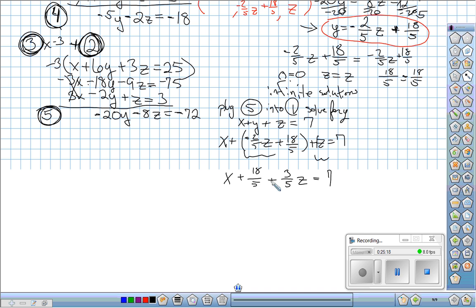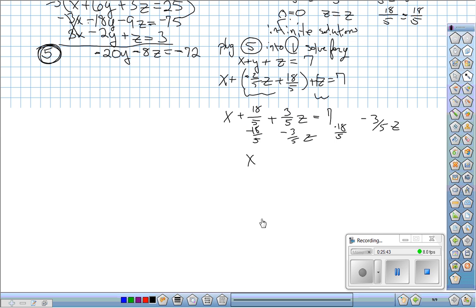My next step is to get all my whole numbers, or actual numbers, things without variables, so it's not necessarily a whole number, on the other side. So then I have x plus 3/5. I'm actually going to go ahead and subtract the 3/5 z at the same time, because I just want x by itself, minus 3/5 z. Okay, and then I have x equals, I'm going to put my z in front, so I have negative 3/5 z. That was the only z I had. And then I'm going to do 7 minus 18 over 5.